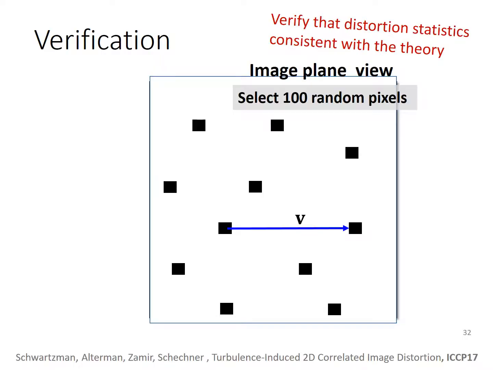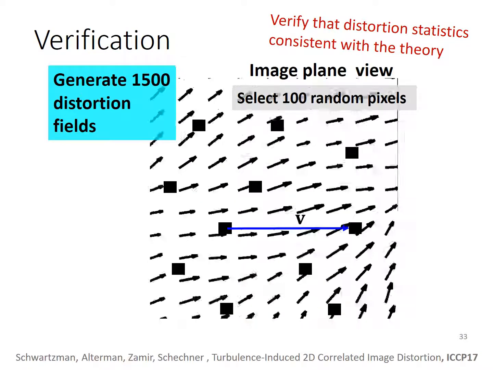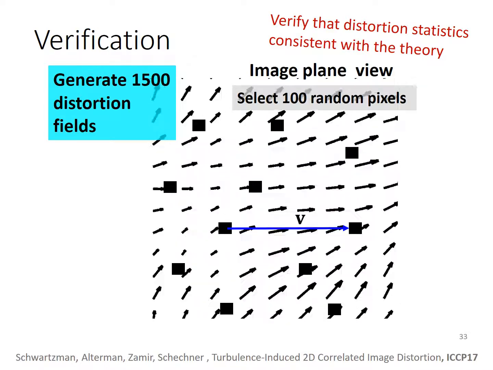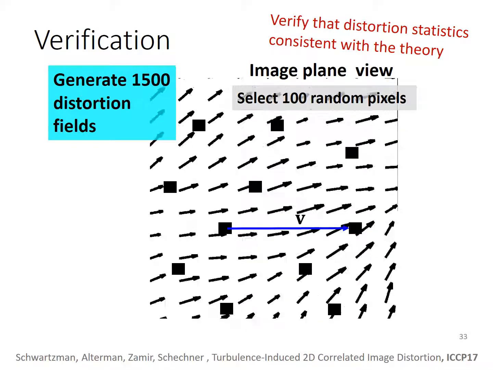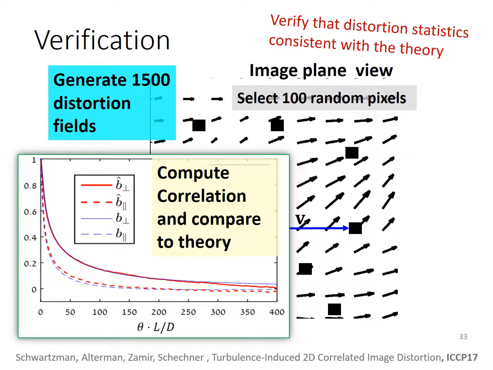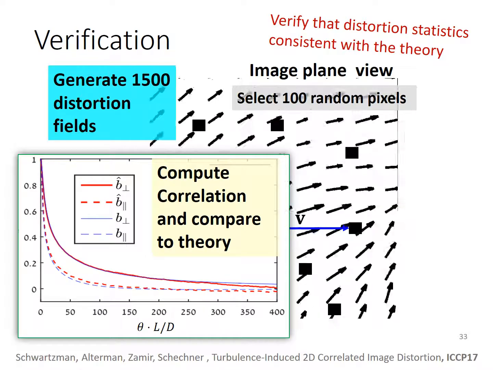Finally, we empirically verify that our distortion statistics are consistent with the theory. Let us choose a random subset of 100 pixels. We then generate 1500 distortion fields, where each one is based on a different sampled white noise field. Then we compute the correlations for different pixel pairs and compare to the theory. There is very good consistency between the theoretical angle of arrival correlation and our rendered fields.